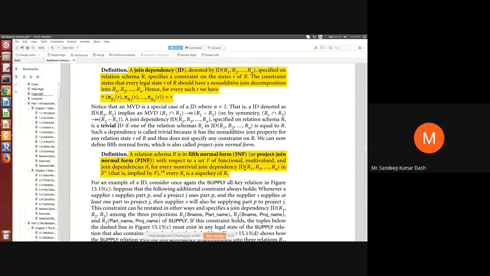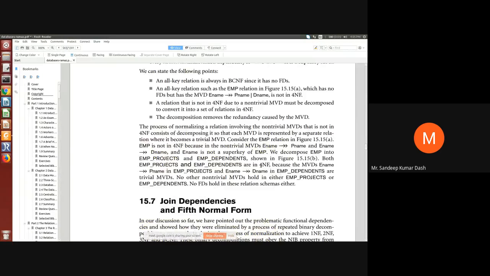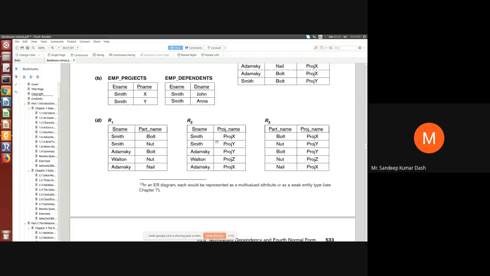Every non-trivial join dependency. That means this has a join dependency. Once you join them, you are getting a non-additive join. Every non-trivial join dependency on this you have to check. So these three, when you are combining, this is a non-additive join. Also, they are all super keys, so the columns present in the relations are all super keys. This entire R, if you consider these two columns, these are super keys. So that is why these three are in 5NF.